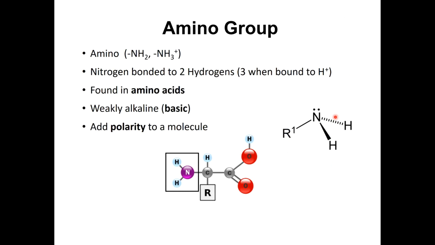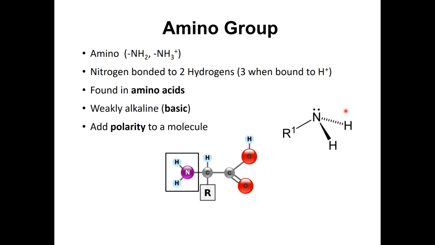Now, the other group commonly found in amino acids is the amino group. The amino group consists of a nitrogen, right here, attached to two, and I stress two, hydrogens. So there is a nitrogen attached with two covalent bonds to two hydrogens. Now, sometimes you see it with three hydrogens. In reality, the third hydrogen is not covalently bonded. In some pictures, it's shown as a covalent bond, but it's not.